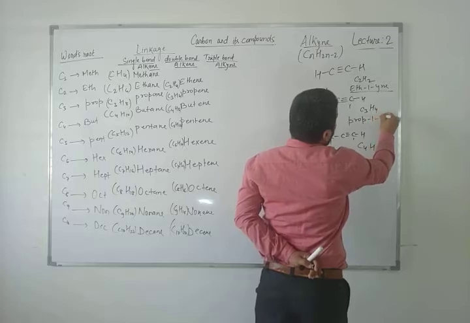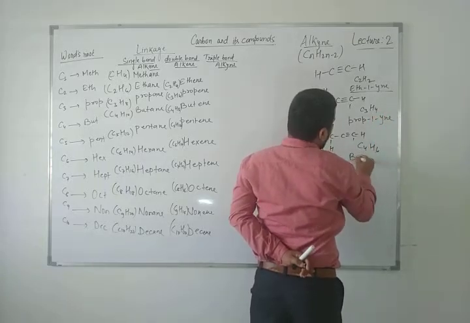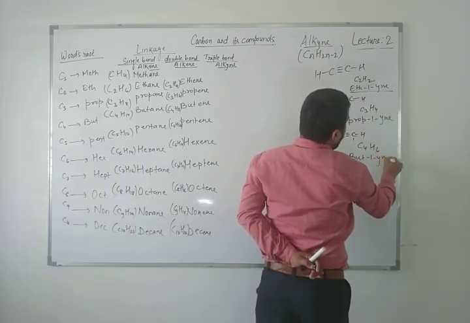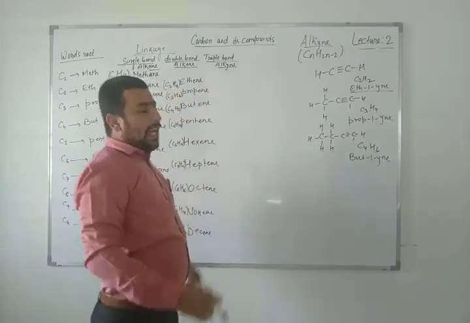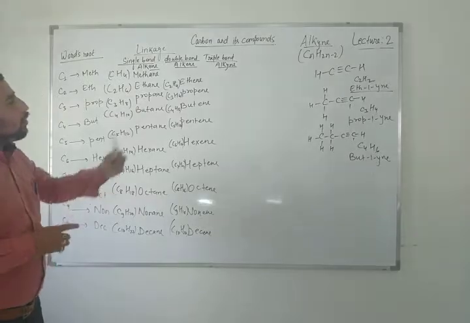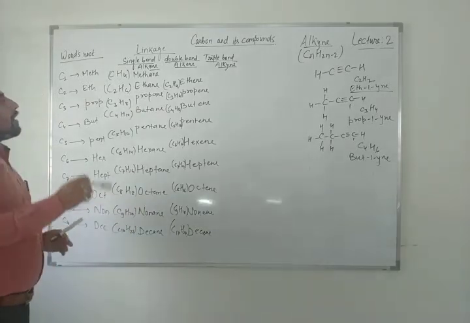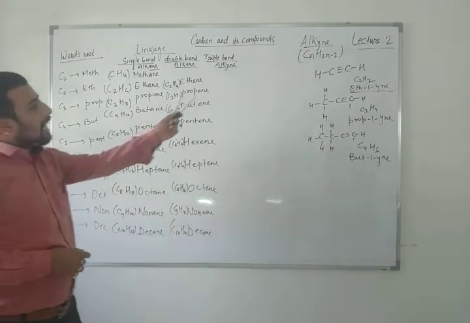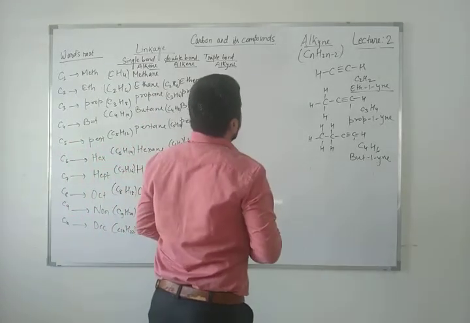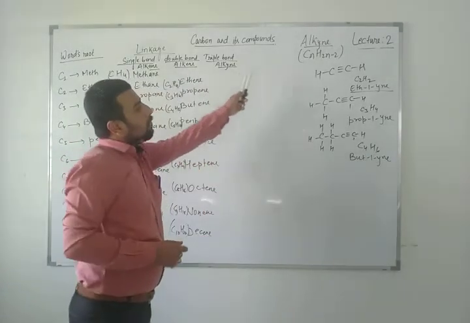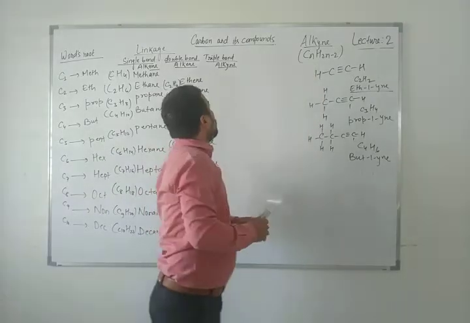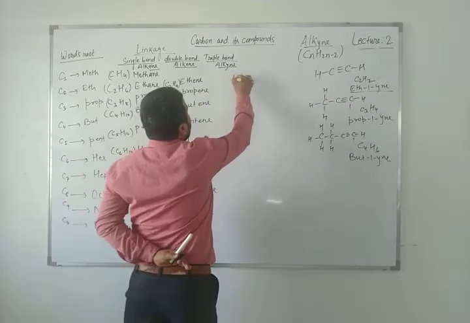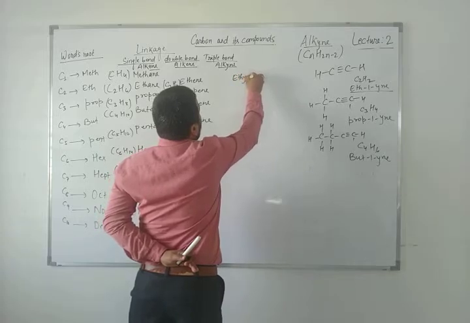Prop1-yne, propyne, but1-yne, butyne. Similarly, pent1-yne, pentyne, hexyne, heptyne, octyne, nonyne and decyne. So the chemical formula you have got for the alkyne is CnH2n minus 2. You just have to increase the number of carbons. We will start from 2. So here the name will be ethyne.